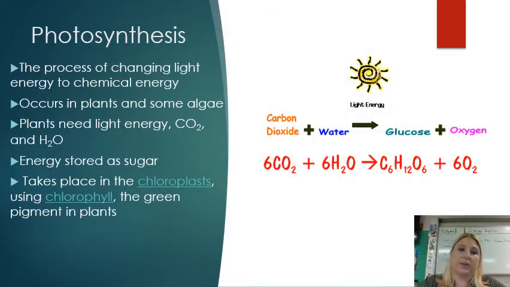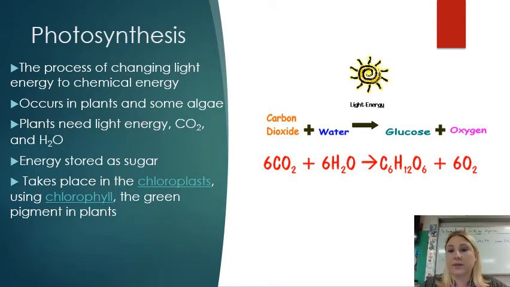The next thing we talked about is photosynthesis. Okay, and photosynthesis is the process of changing light energy to chemical energy, and it occurs in plants and some algae. And plants need the light energy from the sun, as well as carbon dioxide and water. They take in that energy. That energy gets stored in the form of sugar, glucose. Okay, it takes place in the chloroplast of the cell using chlorophyll, which is a green pigment in the plants, to capture that sunlight energy.